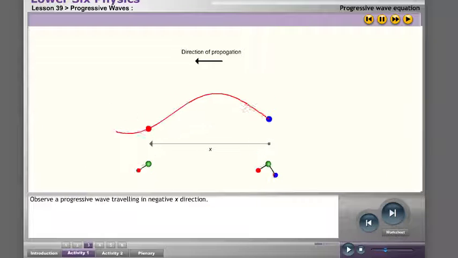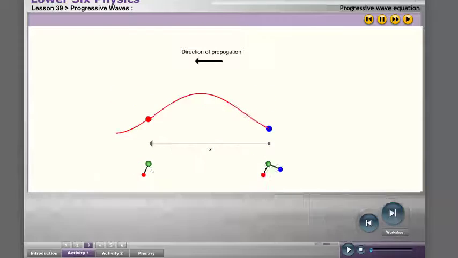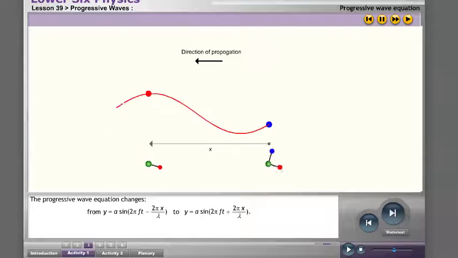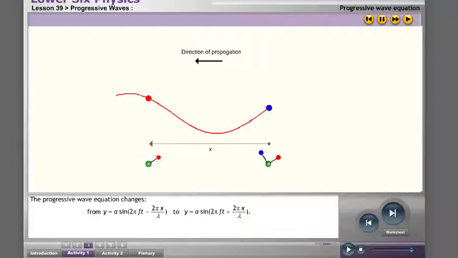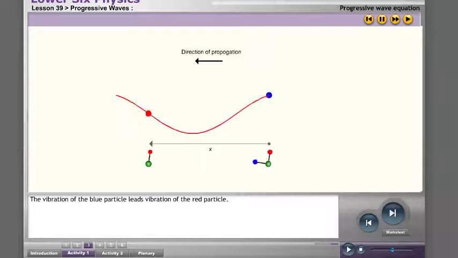Observe a progressive wave traveling in negative x direction. The progressive wave equation changes from y equals a sine of 2 pi ft minus 2 pi x over lambda to y equals a sine of 2 pi ft plus 2 pi x over lambda. The vibration of the blue particle leads vibration of the red particle.